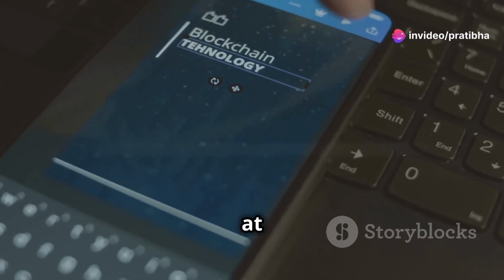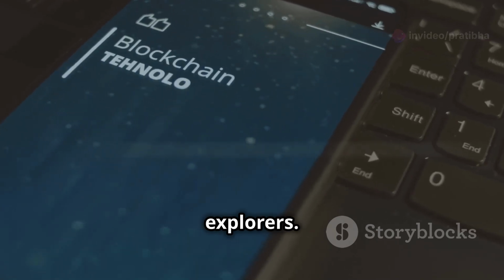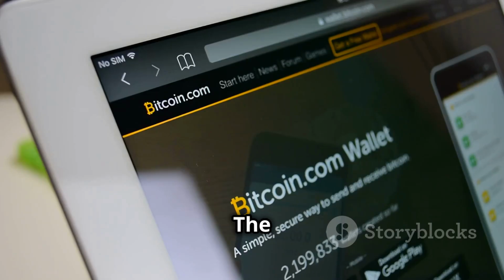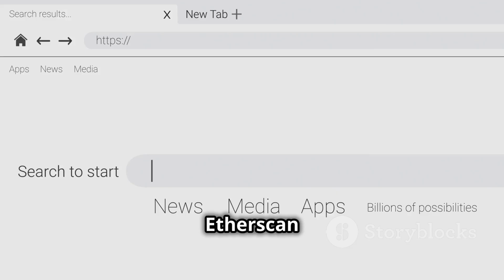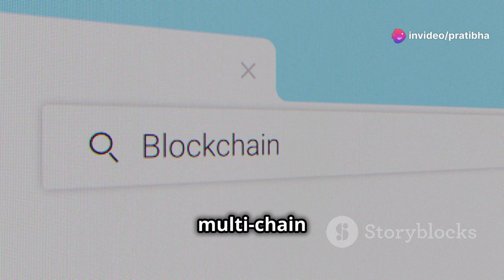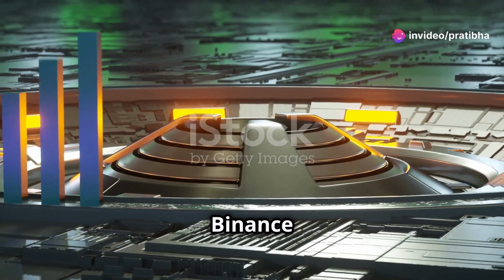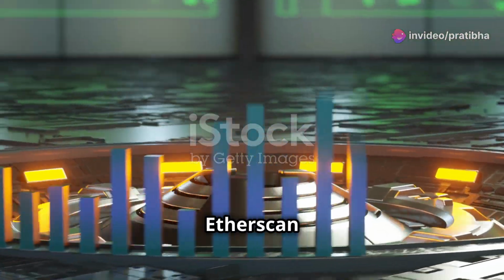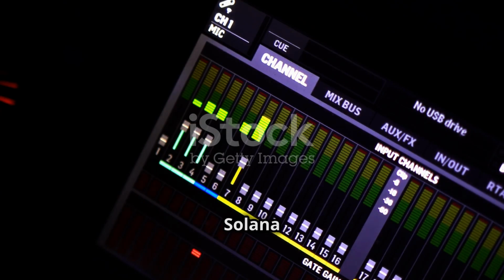Let's take a quick look at some of the most popular blockchain explorers. Blockchain.com, the go-to explorer for Bitcoin. Etherscan, the most widely used explorer for Ethereum. Blockchair, a versatile multi-chain explorer. BSCScan for the Binance Smart Chain, developed by the Etherscan team. Solscan, your gateway to the Solana blockchain.